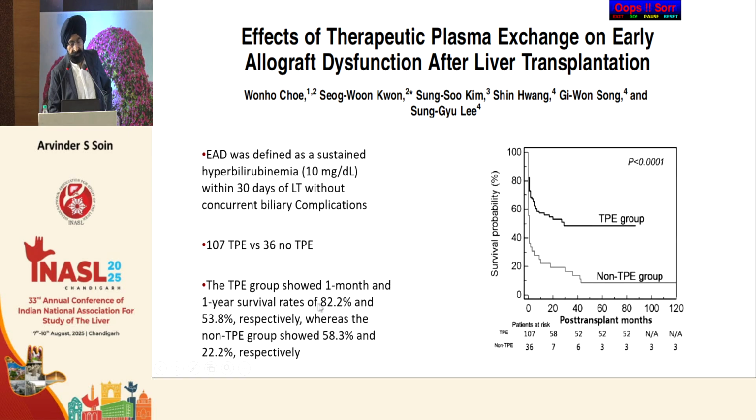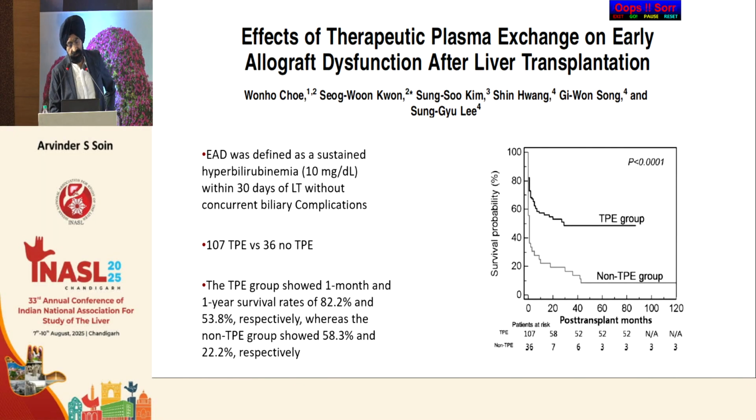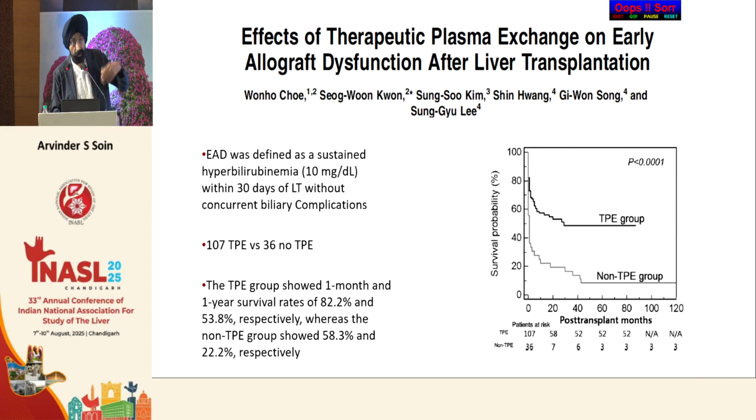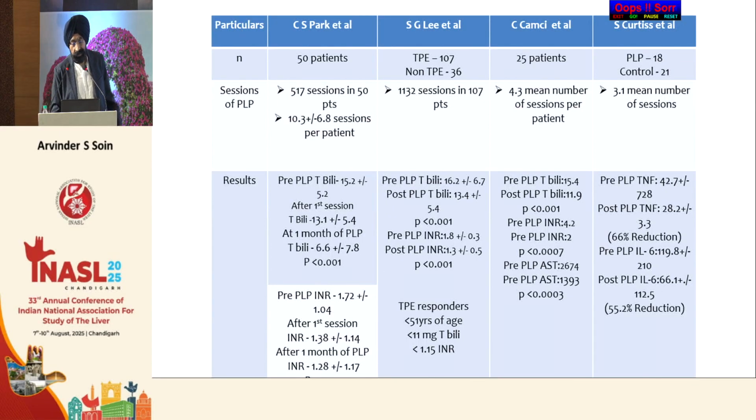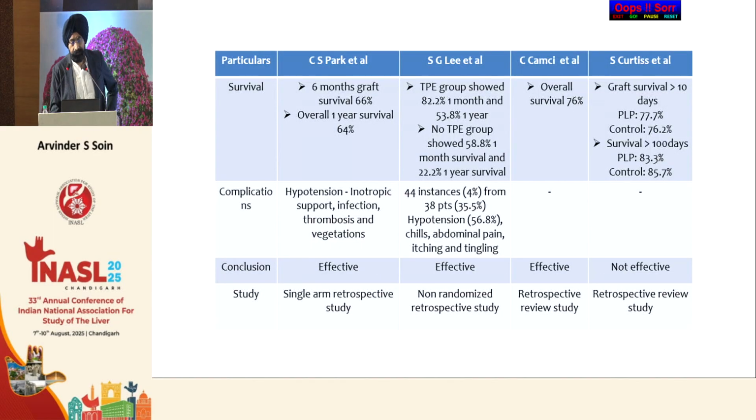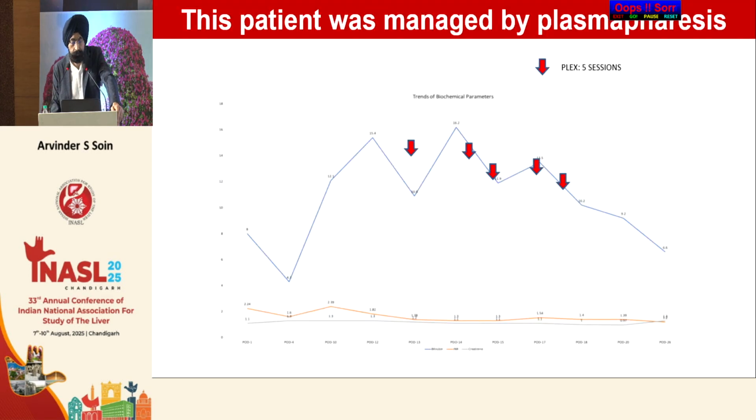And the 1-month and 1-year survival rates of the TPE group were 82 and 53, versus 58 and 22. So that was a significant improvement with plasmapheresis, but they gave a lot of plasmapheresis. There are other papers that refer to this with about 20 to 50% improvements in graft rescue rate with plasmapheresis. There are basically these 4 papers that I have compared.